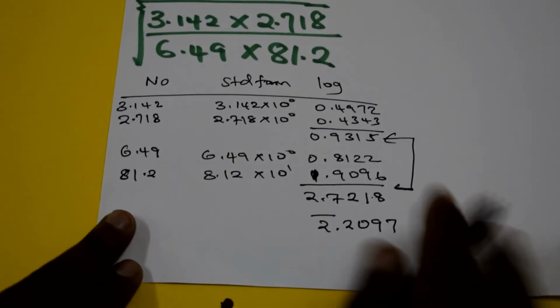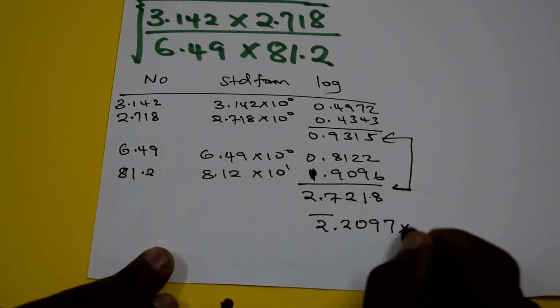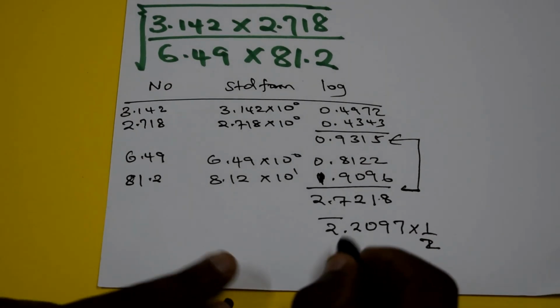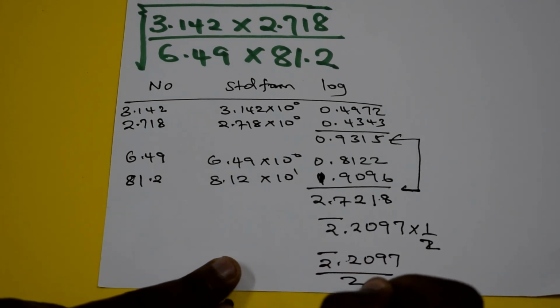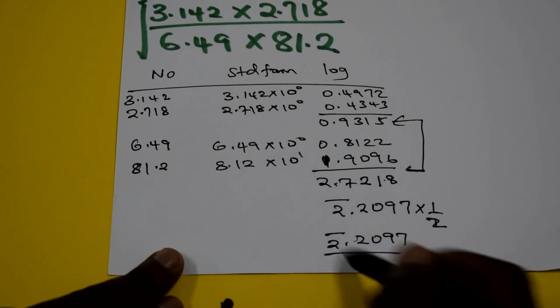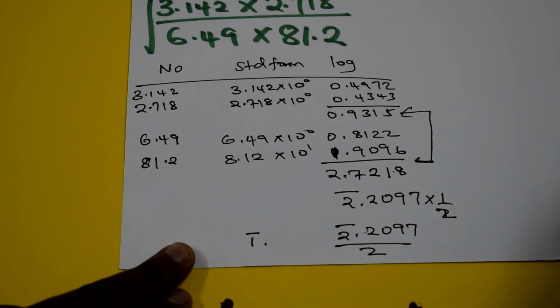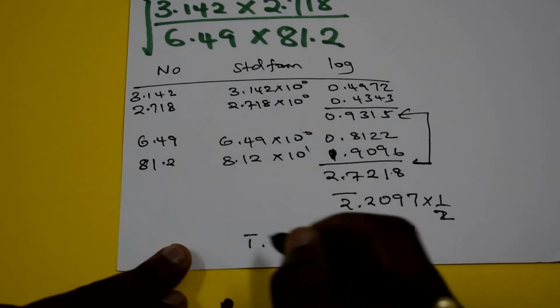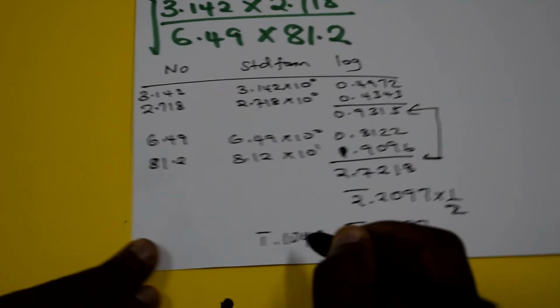2.2097. So instead of reading this one, we have the square root. The square root is the same as power a half, so we multiply this one by a half, which is the same as bar 2.2097 over 2. Since this number is divisible by 2, we are going to have it as bar 1 point. So if we divide 0.097 by 2, we get 1.1049.